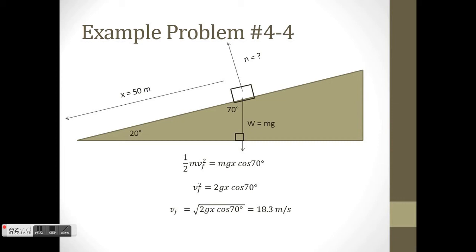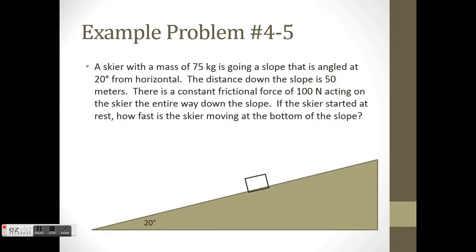Square root both sides and you find the skier is moving 18.3 meters per second down the slope at the bottom of the slope. Now the thing to point out about this situation is that this is mass independent. It doesn't matter whether it was me or 3 of me or the smallest person you can imagine. 18.3 meters per second is the speed that the skier is moving at the bottom of the slope.